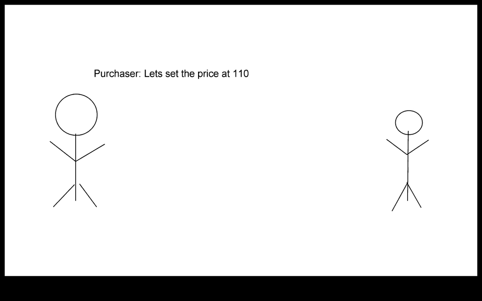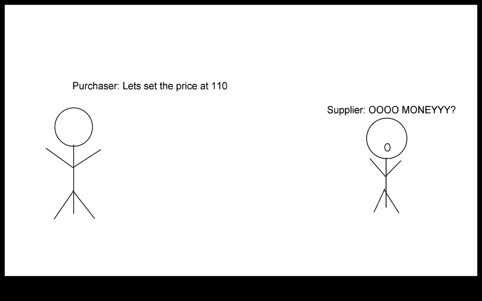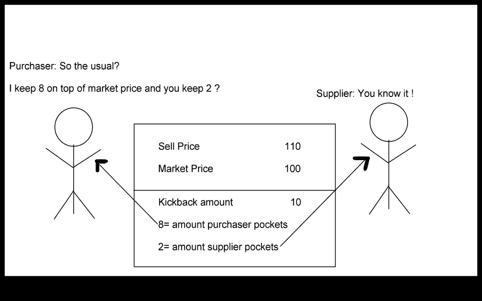Now, what the purchaser does, or the supplier, they essentially come up with a deal between themselves, and they say, let's price it $10 above the market price. Now, the supplier is thinking, ooh, what's going to happen here? So then they essentially do what we call in the business a kickback.